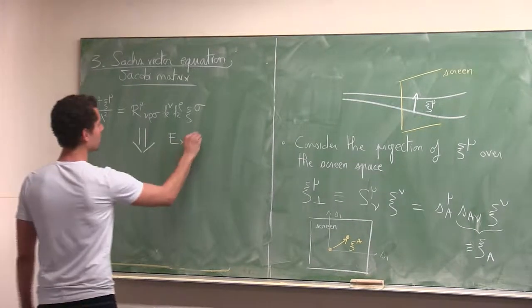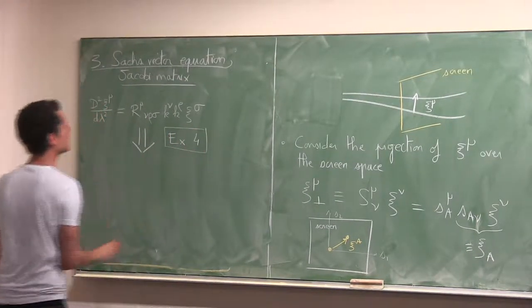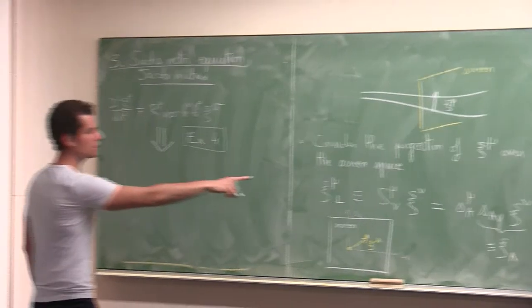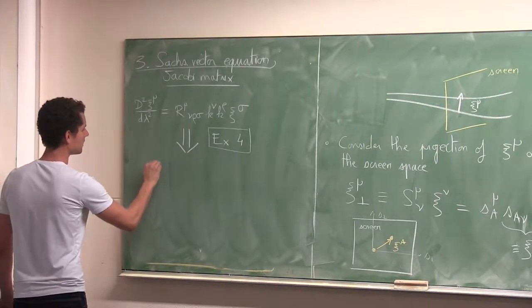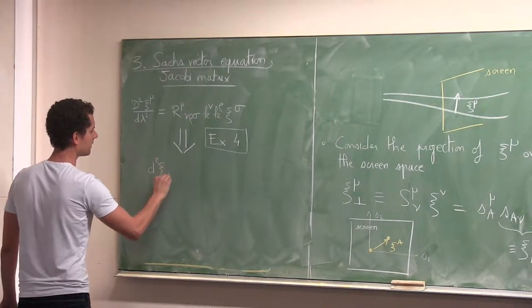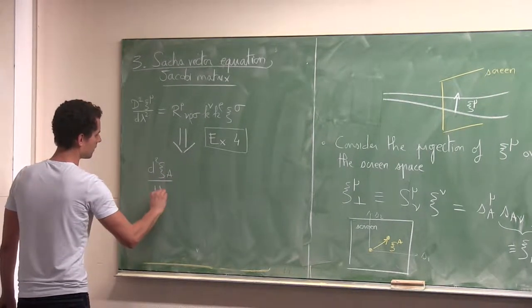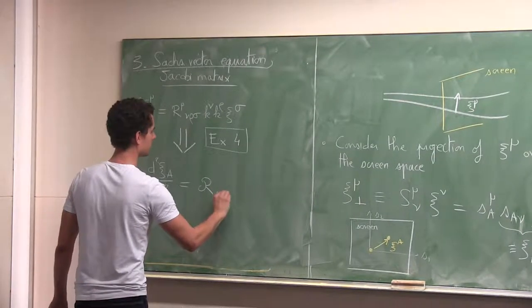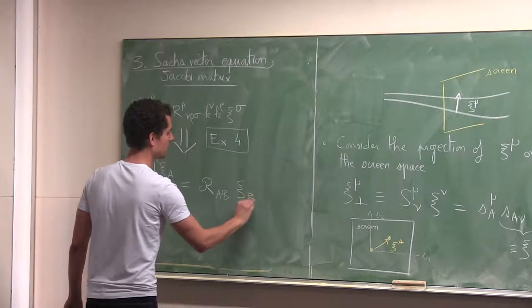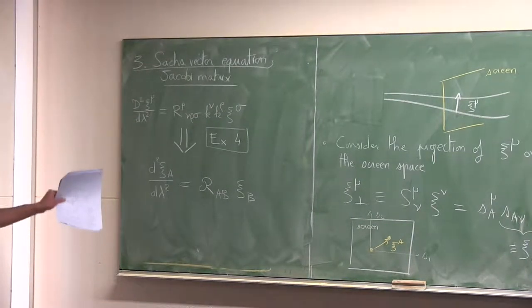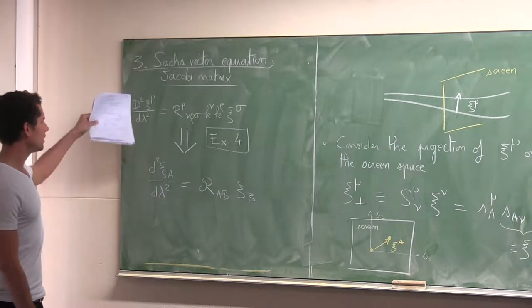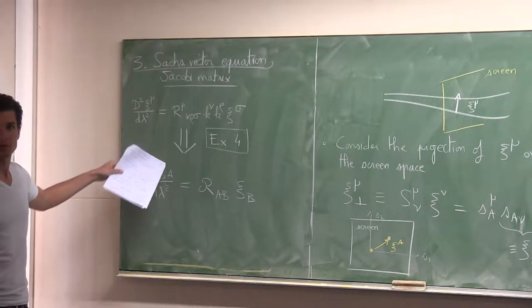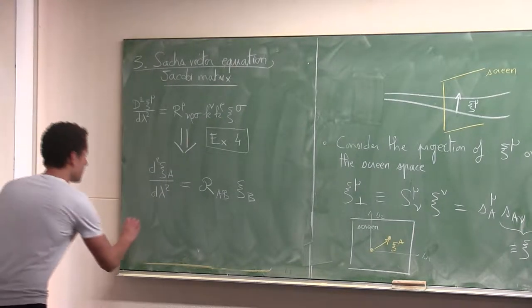So exercise 4: you can show that this implies that the A component of psi, projection, satisfies the following differential equation, which is very, very similar. The structure is of course the same. So the geodesic deviation equation implies this thing for the evolution of the screen projection of the separation vector.